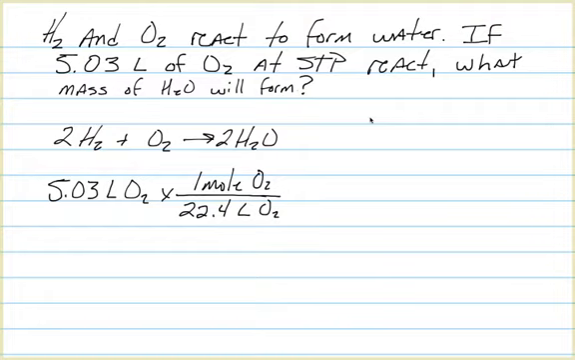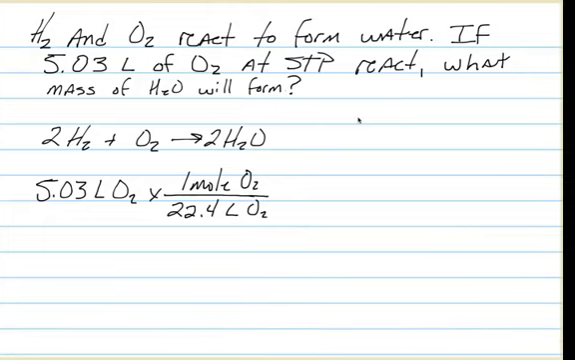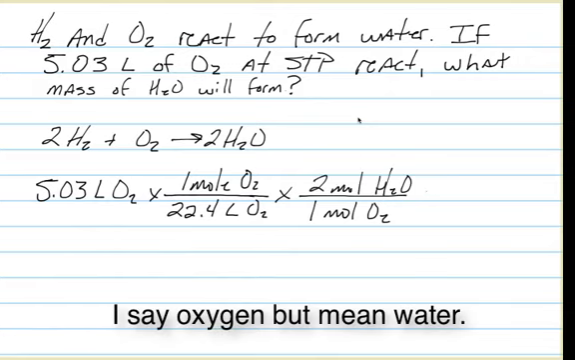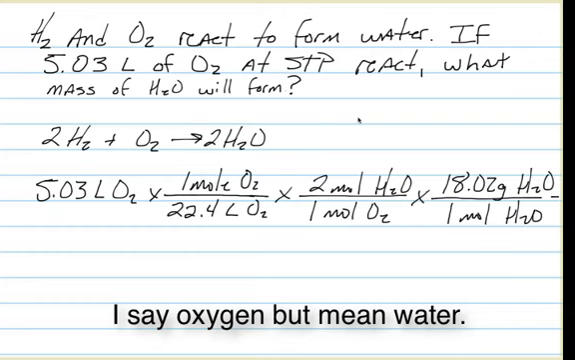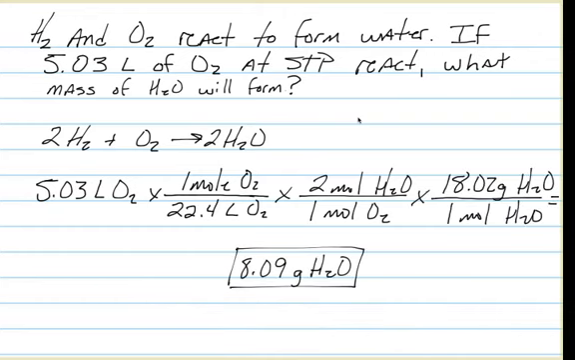As with any stoichiometry problem, we have to do a mole-to-mole conversion, and to be able to do that, we must have the unit of mole. We're using this conversion at standard temperature and pressure of 22.4 liters equaling 1 mole to accomplish that. From here out, we can continue on with our stoichiometry. We set up our ratio of 1 mole of oxygen, because in the balanced equation we have 1 mole, to 2 moles of water. Now that we're in moles of water, we can continue on to get to our grams of water and eventually get our 8.09 grams of water.